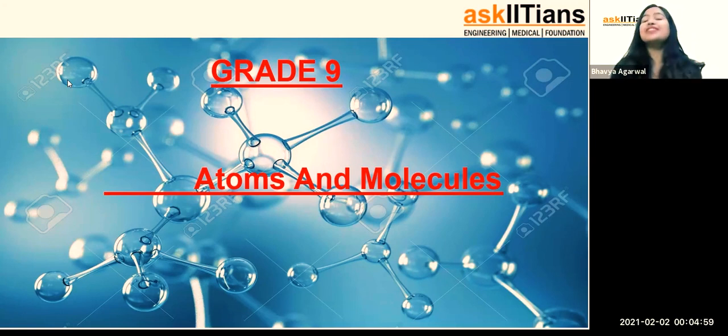So, in the previous part of this chapter, Atoms and Molecules, we have discussed the mole concept. We learned how the mole, which is a quantity, can be used on subatomic particles, and what its varied relations are with the number, mass, and volume of the given particles.